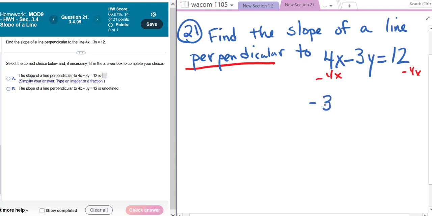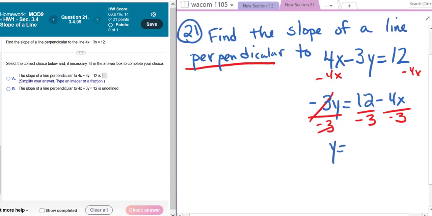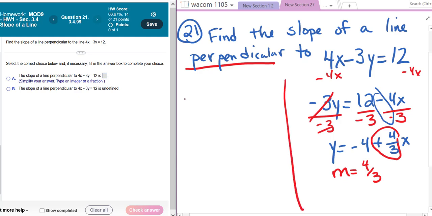So we have negative 3y equals 12 minus 4x. Divide everything by negative 3. So we get y equals negative 4. And this was 2 negatives, which will make plus 4/3 x. Now, this slope that we were given is 4/3. Our slope is going to be of a line perpendicular to this. So our slope is going to be opposite sign and flip it over. I'm just going to do the symbol for perpendicular. Will be negative 3/4.